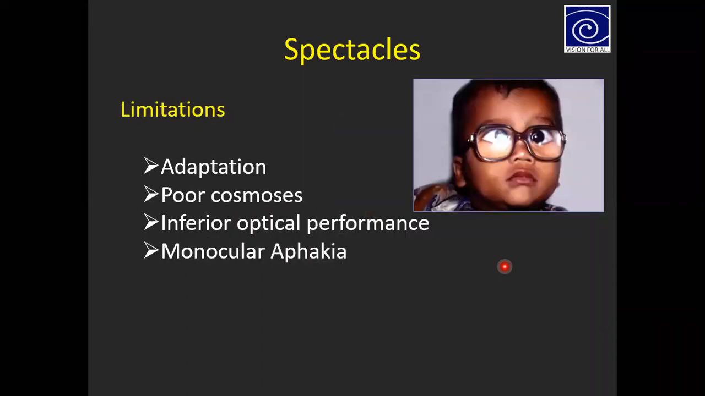But spectacles have major problems. One of the problems is adaptation. Since these aphakic spectacles, especially in children, aphakia in children does not only cause a plus 10 diopter kind of refractive error as it does in adults.